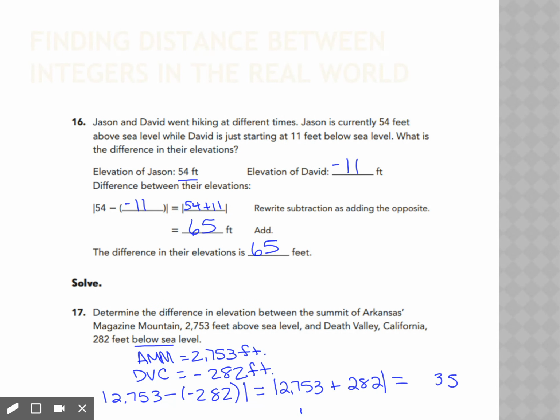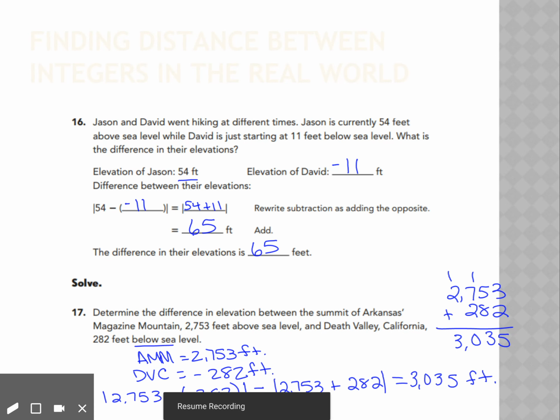Let me do my adding vertically. I was trying to do it in my head and I was afraid I was going to make a mistake for you. So 3 plus 2 is 5. 5 plus 8 is 13. Carry the 1. 1 plus 7 plus 2 is 10. There we go. I was on the right track. So 3,035 feet.